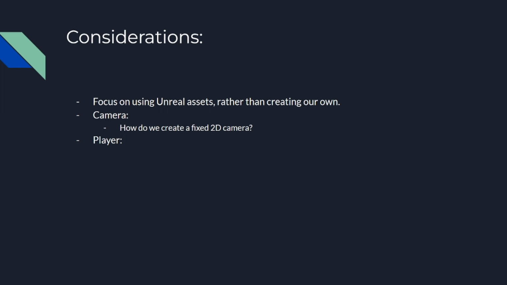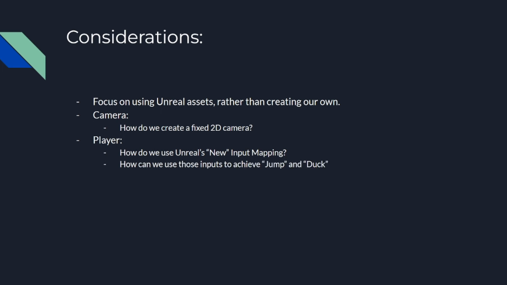For our player, there's a few different things we're going to have to consider here. How do we use this new input mapping? I'll note right now that this project's going to be done in Unreal Engine's 5.1.1 version, and this new input mapping is a big difference between this version and the 5.0 version. How can we use this new input mapping to achieve our goals? Namely, we're going to need a jump action and a duck action. We're going to need something for collision, otherwise the enemies are going to have no purpose and there's no point in even having them. And then we're also going to do some basic animation.